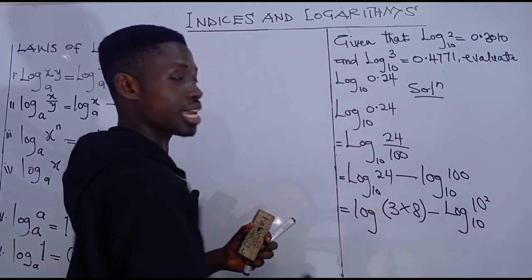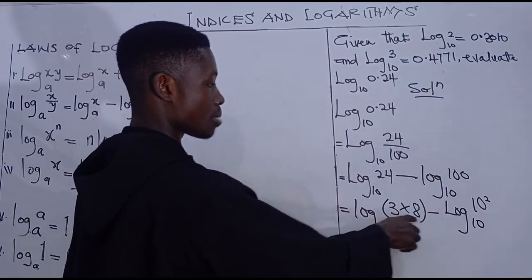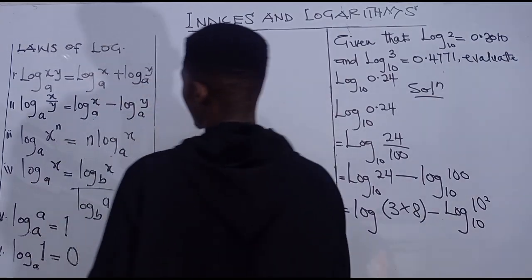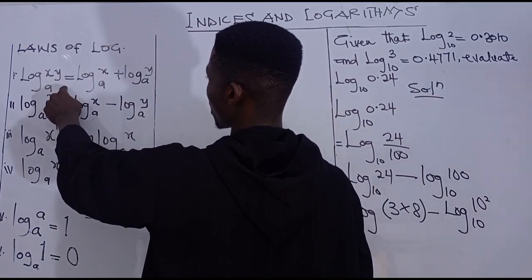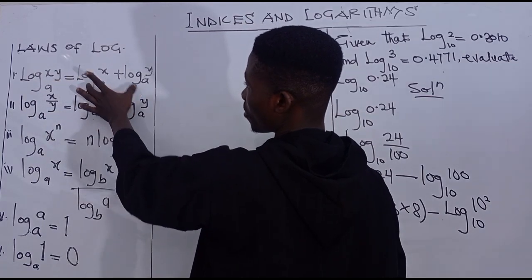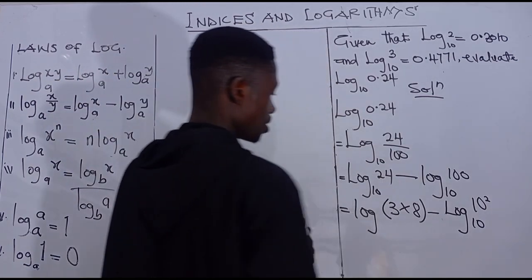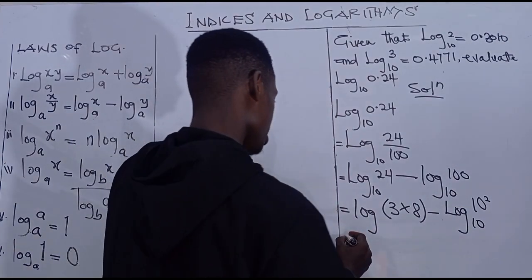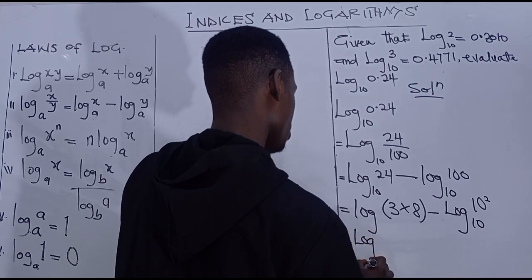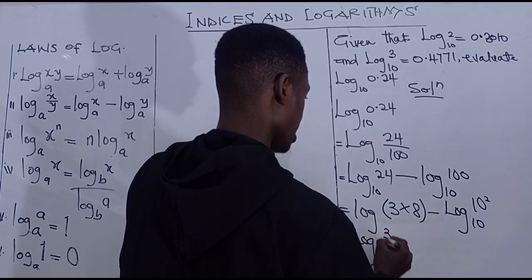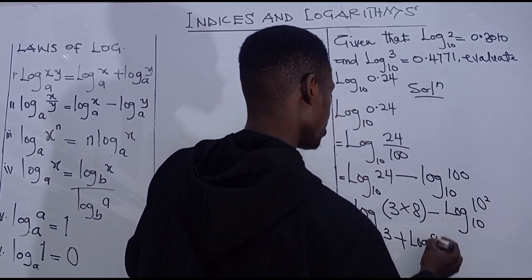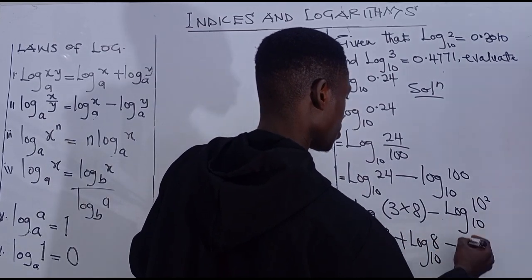At this very point, realize that we are having the logarithm of two numbers multiplying. Therefore, we can apply the multiplication law for logarithm. This is the multiplication law for logarithm, where the log of two numbers multiplying is just the sum of the logarithms of these two numbers. So we are going to spread this. So we have log of 3 to the base of 10 plus log of 8 to the base of 10 minus what?